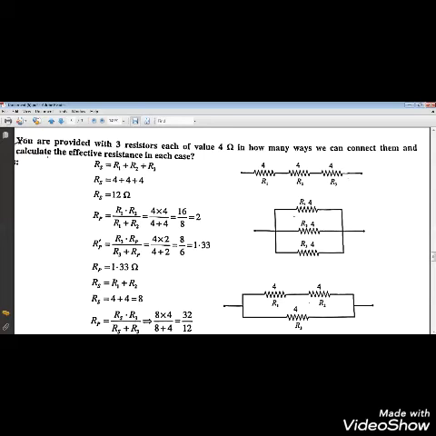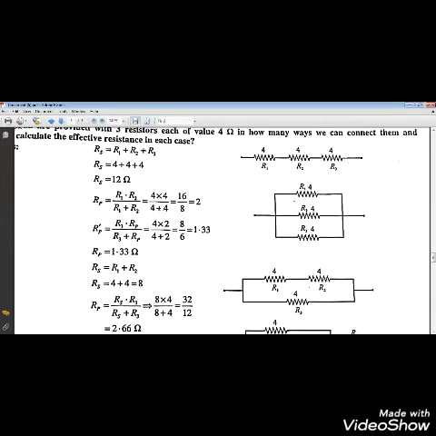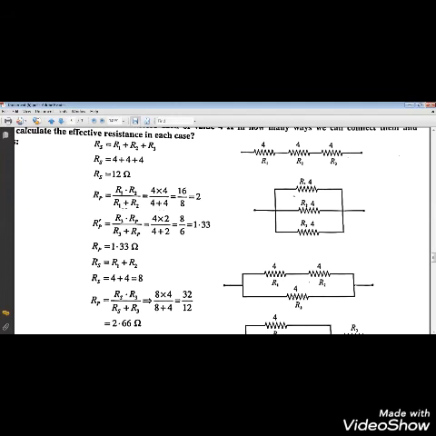Then here the question is to calculate the effective resistance in each case. For the first case, the effective resistance Rp is equal to R3 Rp divided by R3 plus Rp. R3 is found to be 4 but Rp is found to be 2. Then 4 into 2 divided by 4 plus 2, that is 8 divided by 6, which is found to be 1.33. That is Rp is found to be 1.33.